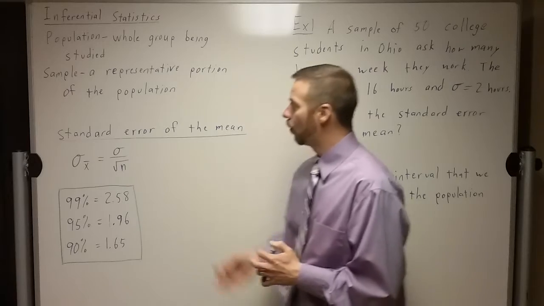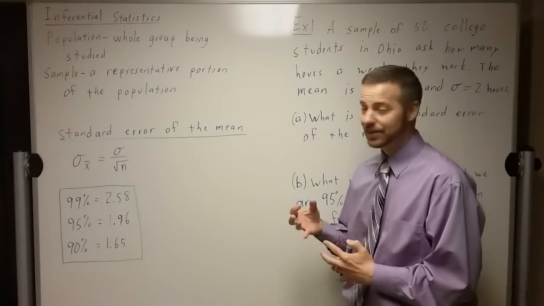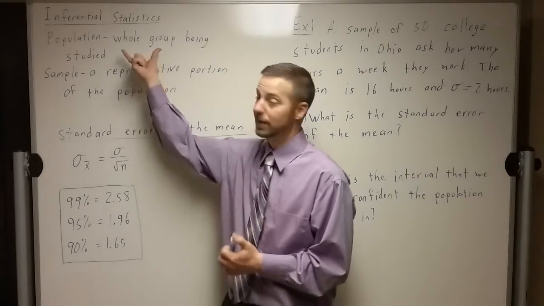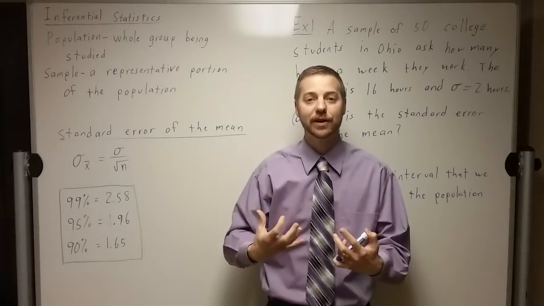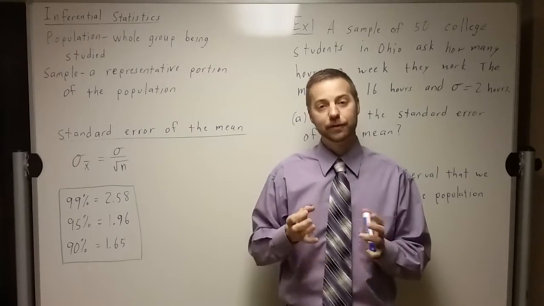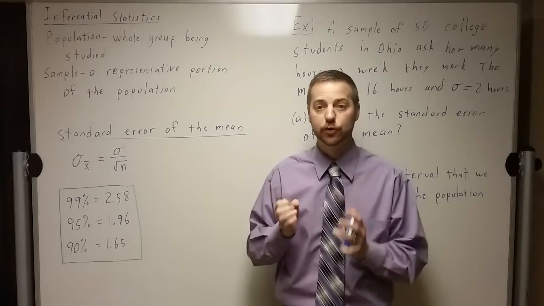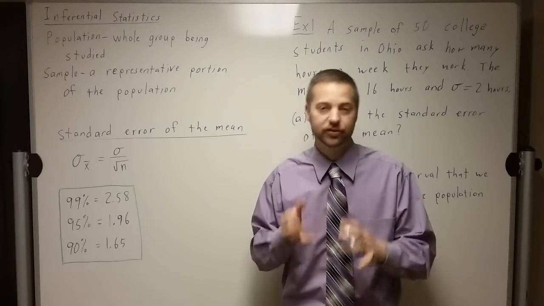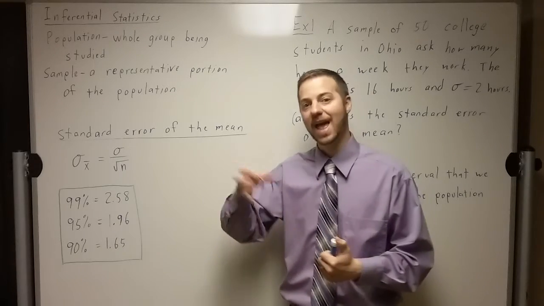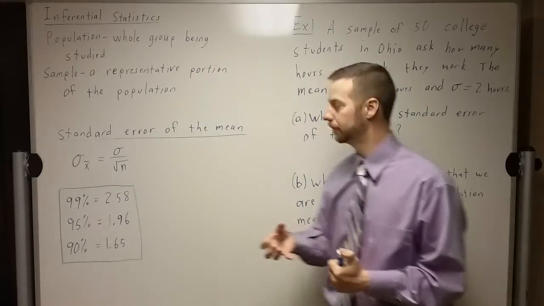So when we do this, anytime we're doing a sample and not doing the entire population, there is error. If you're not asking everybody, you don't get perfect results. It's just not possible unless you ask everybody in that population.